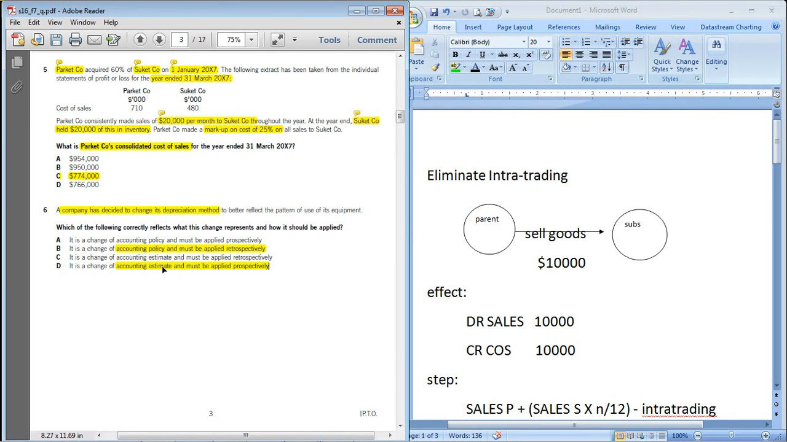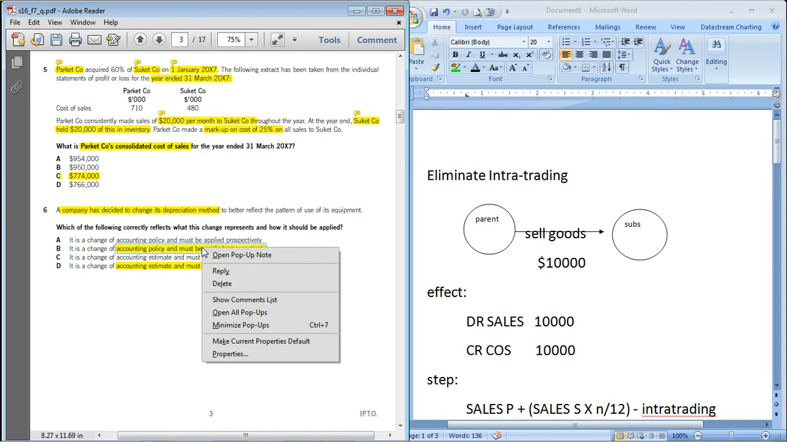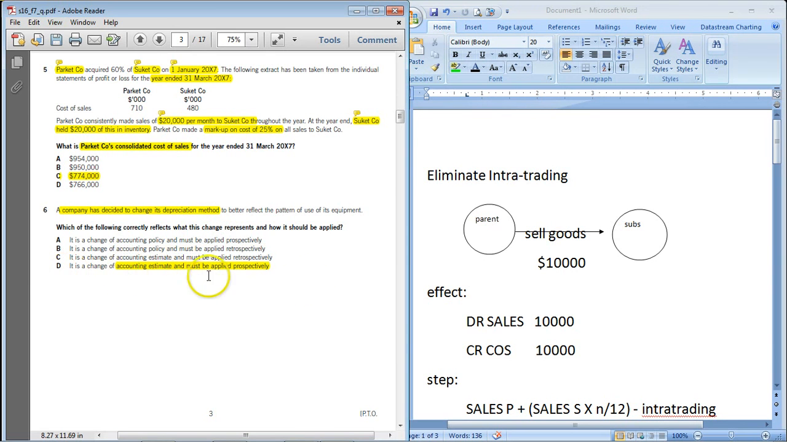This is just a refresher. I will cover in detail how to differentiate between accounting policy and accounting estimate in my next lesson videos. So at the end, the answer is D, estimate, and it must be applied prospectively. That means you don't need to adjust your opening balance. So don't worry, we will cover this in my next lesson.